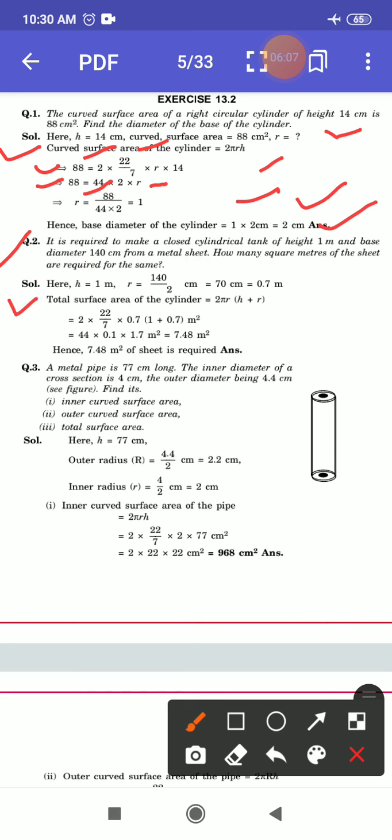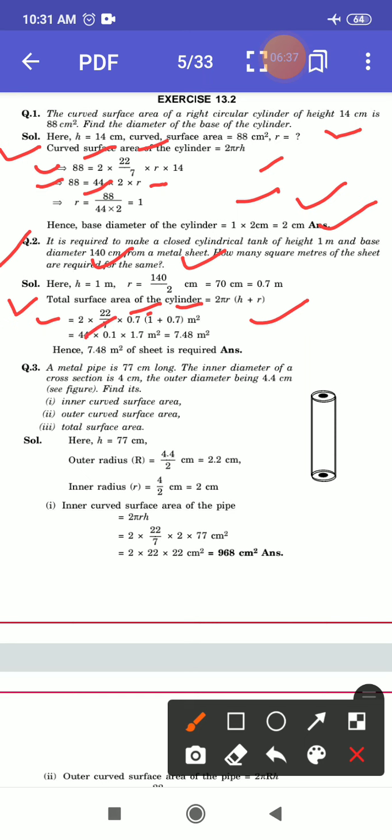I told you in the previous video: total surface area is equal to 2 pi r (h plus r). Put the values of h and r here: 2 into 22 upon 7 into 0.7 (r is 0.7), bracket h means 1 plus 0.7. Then you have to add this value and multiply these things.